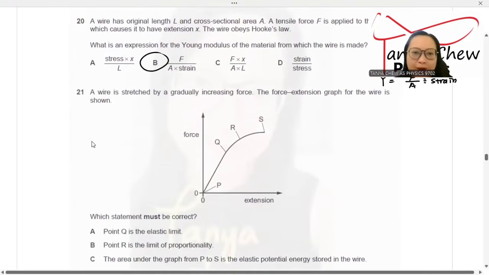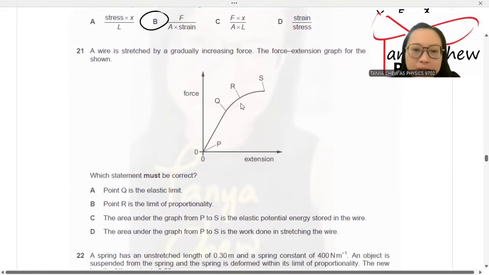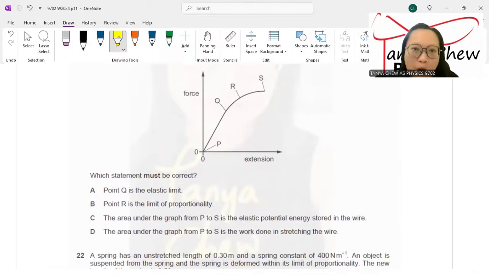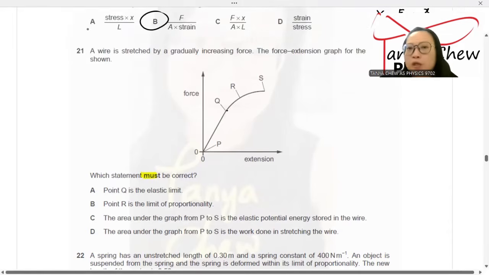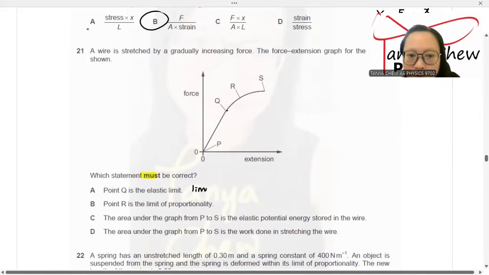21, a wire is stretched by gradually increasing force. The force-extension graph for the wire is shown. Which statement must be correct? Okay, let us look at the statements one by one. Now, A: point P is the elastic limit. No, point Q is the elastic limit. Wow. Okay, it could be, but it could also be the limit of proportionality. It depends on the material.